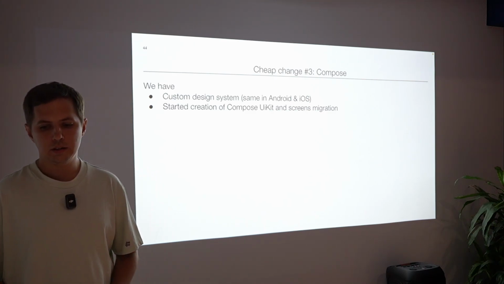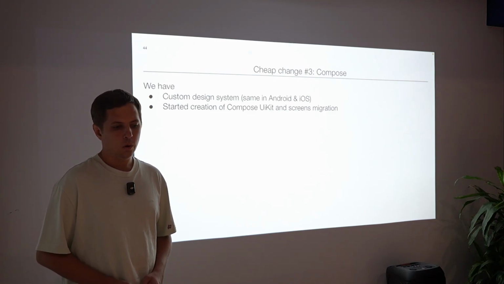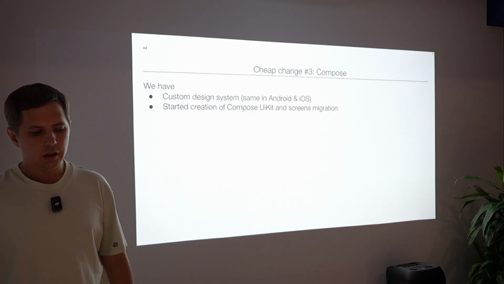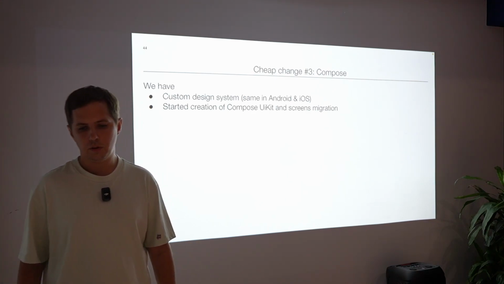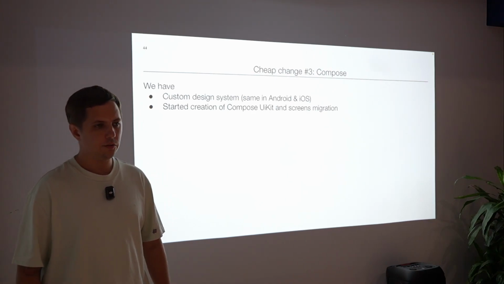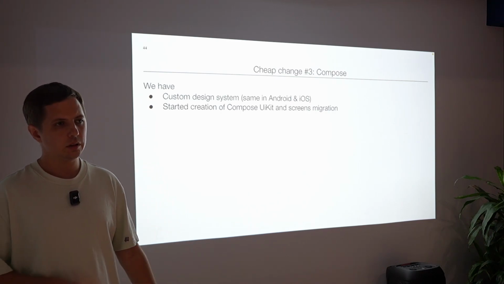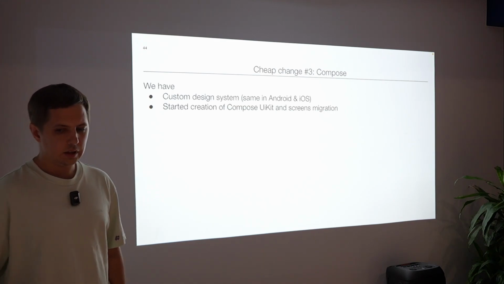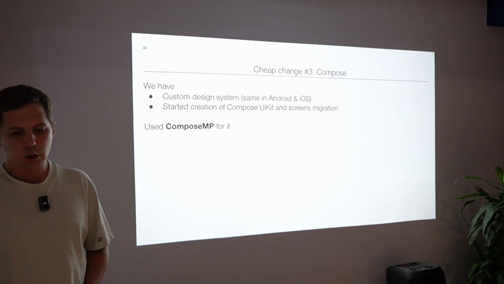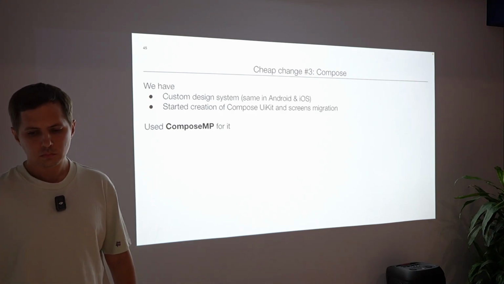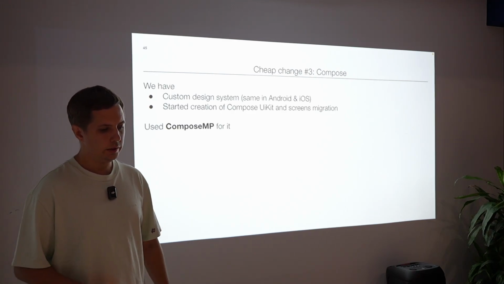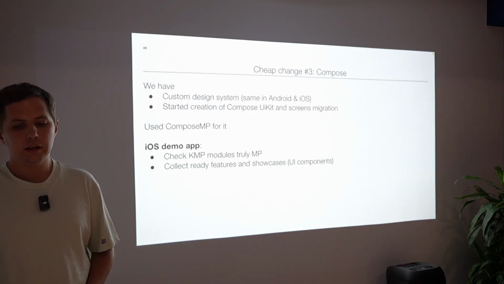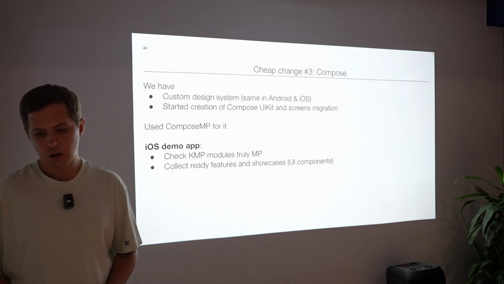And the last cheap change is related to Compose, to our UI. We recently started to create a Compose UI kit and to migrate some screens to it. It is important for us, and why we made such a decision, that we have a custom design system, which looks the same on Android and iOS. And it doesn't depend on the Material library or the Cupertino iOS library. So we decided to try Compose Multiplatform here. Yet we are using it in Android production builds, but we made an iOS demo application where we collect ready features and showcases with this new UI.